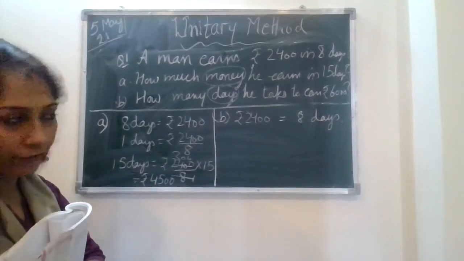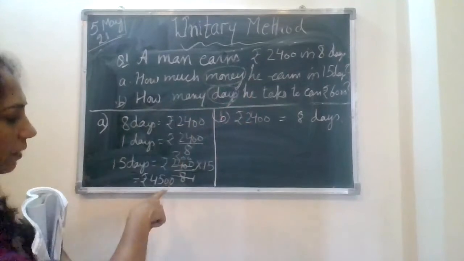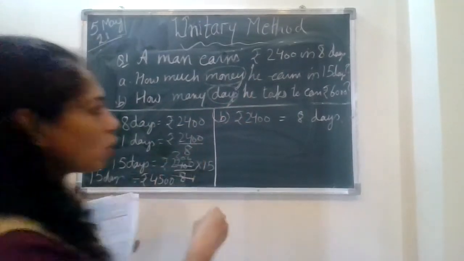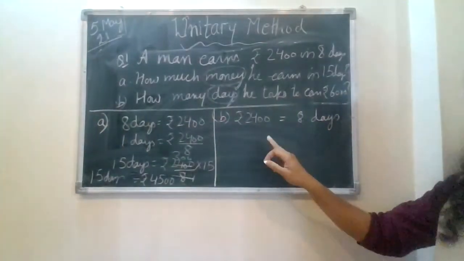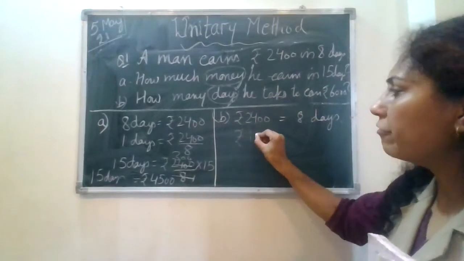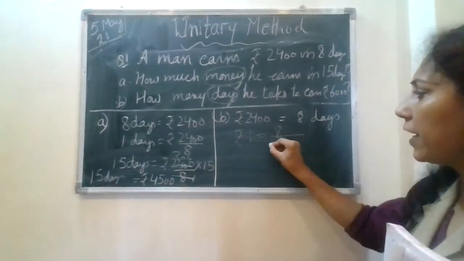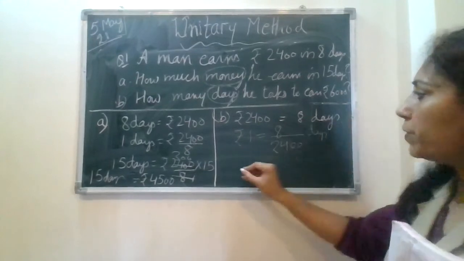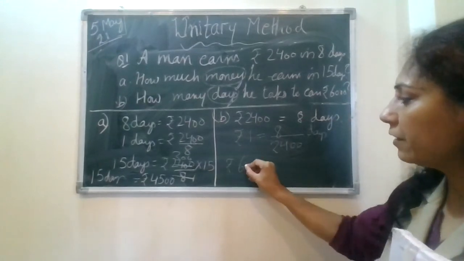Rupees 4,500. यहाँ पे आपका amount निकला है. How much money? Money निकला है. 15 days में कितने पैसे? 4,500. Now over here, see here, rupees 2,400 in 8 days. तो 1 रुपए कितने में करेगा? Very small amount. Unitary method लगा दिया 8 upon 2,400 days. ठीक है? And now rupees 6,000 कितने दिनों में earn करेंगे?